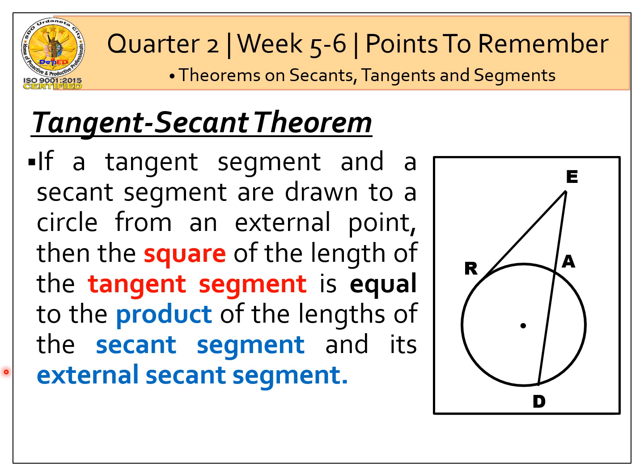If we square tangent segment RE, it is equal to the product of the lengths of secant segment DE and its external secant segment AE. Then we have this relationship.